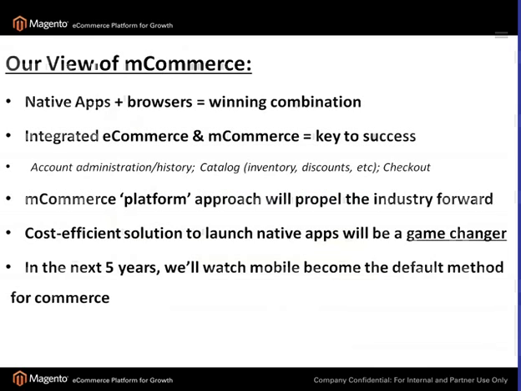So here's how we kind of look at the world. When we look out there at the mobile commerce industry, what's changing, what's happening, how do we position our merchants for success with a new mobile commerce offering? The first point is that you need native apps plus browsers, or WAPs, or a lot of other names that may be given to these. The browser, as I mentioned, we've been doing since 2008.